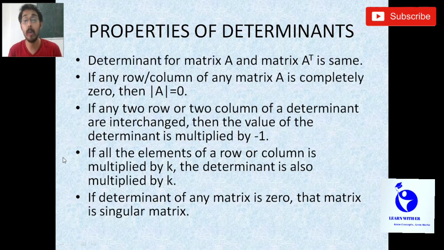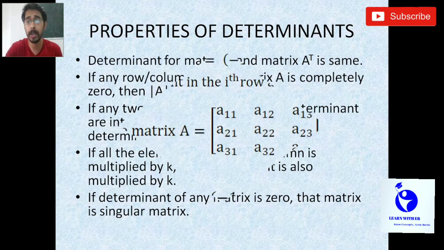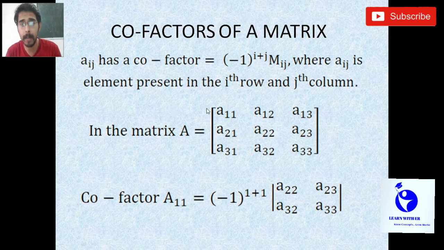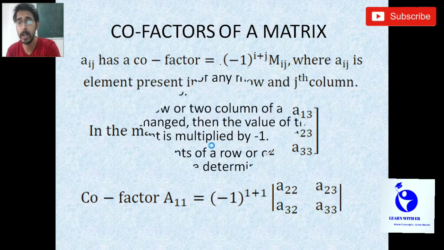The next point, if all the elements of a row or column is multiplied by k, the determinant is also multiplied by k. Let us say I'm multiplying k with this particular row. So it becomes KA11, KA12, KA13. In that case, the matrix whose determinant, let's say, was x, now will be kx, because the k multiplied with a particular row is also multiplied with the determinant. Now let's say k is multiplied with the second row as well, it will be k square. If k is multiplied with the third row as well, it will be k cube. And like this, we will be finding out the determinant.